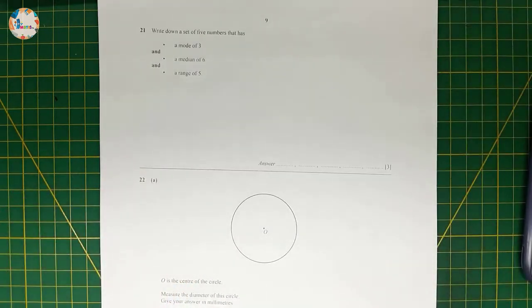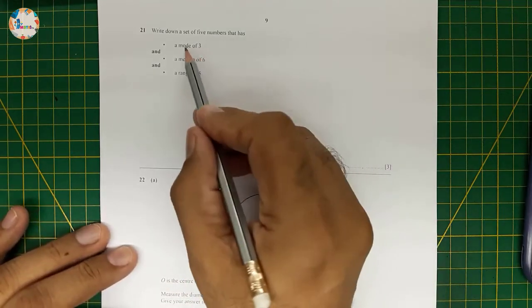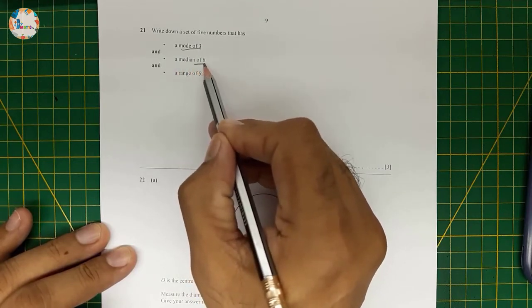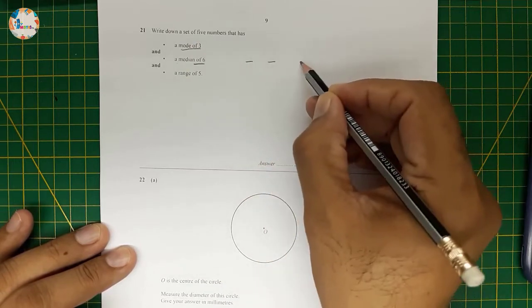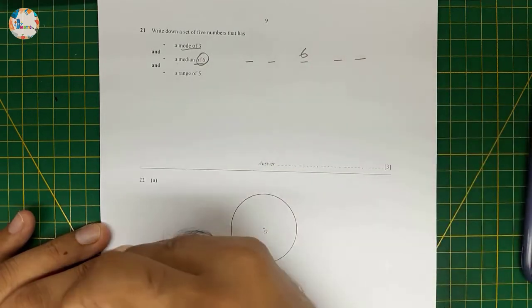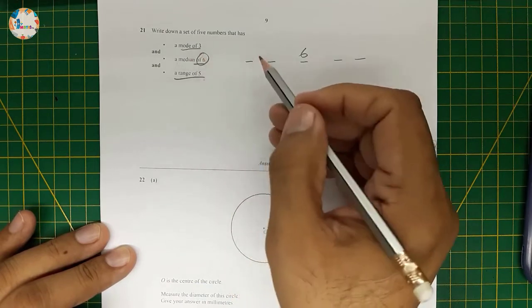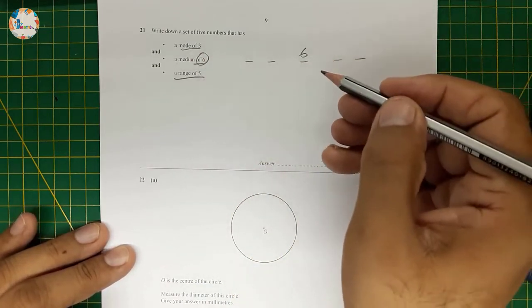Now this is question number 21. Write down a set of 5 numbers that has a mode of 3. So the mode should be 3, most occurring should be 3, median of 6. So a set of 5 numbers, so 1 2 3 4 5 numbers. The median is the middle value, which is 6, and the range is 5.